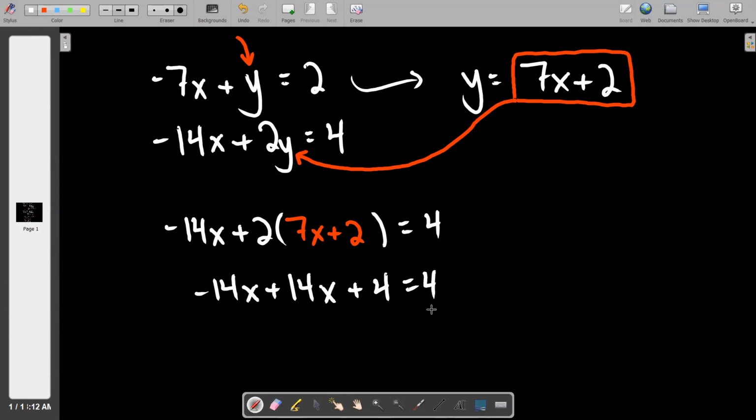We didn't control this. We didn't force this. It just happens. Negative 14x and plus 14x kill each other, leaving us with 4 does equal 4. 4 will always equal 4. 4 has always equaled 4. For that reason, what do we say? Very good.